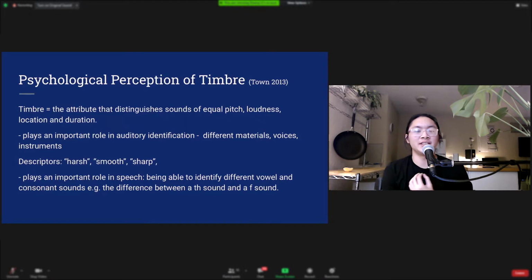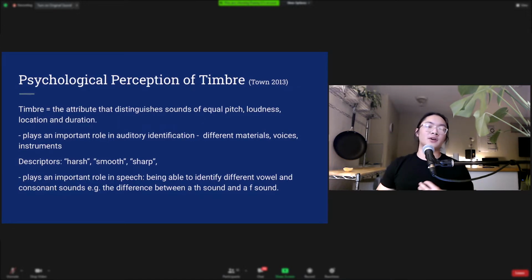How you differentiate different voices. So, the difference between the voice of a close friend versus that of your doctor. It lets you differentiate different instruments. So the difference between brass, woodwinds, strings, assuming that they're all the same pitch and loudness and duration.